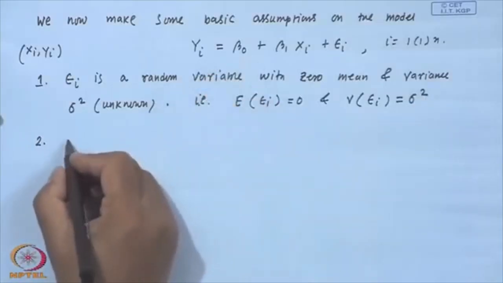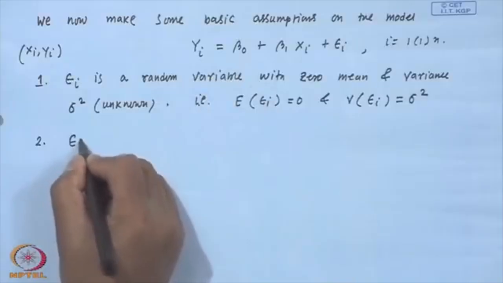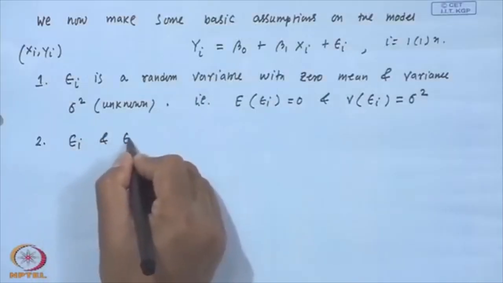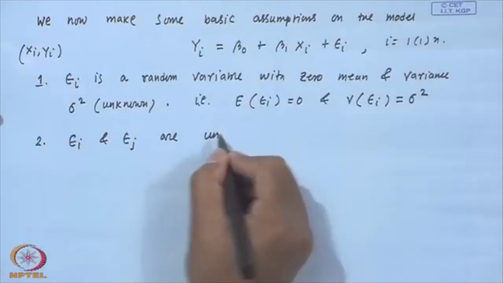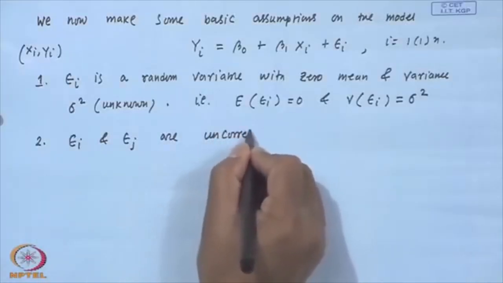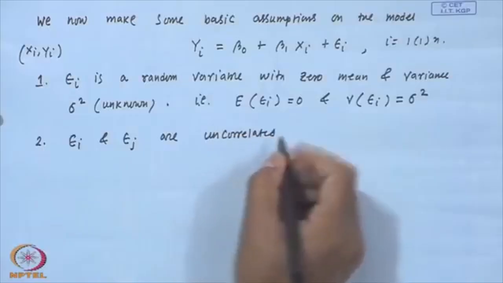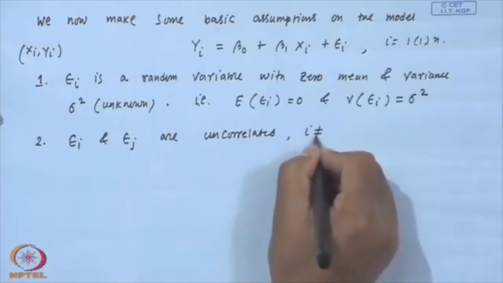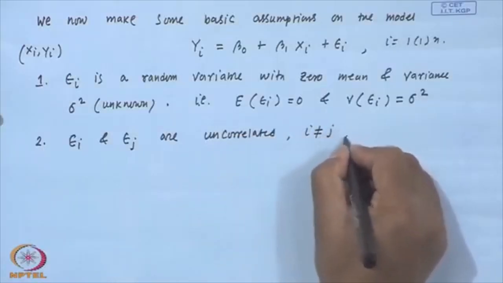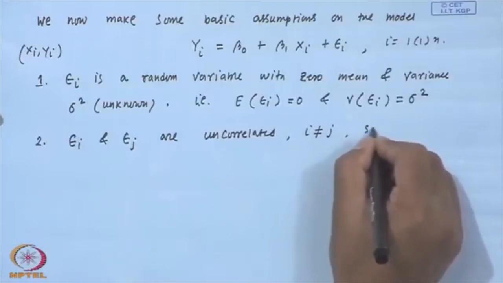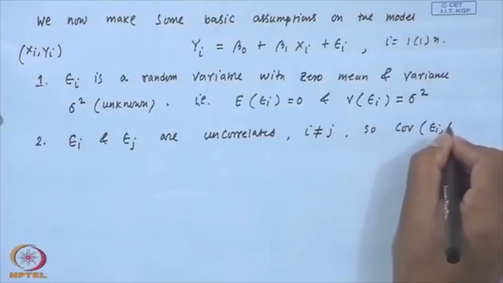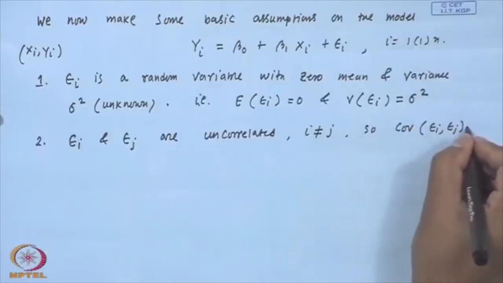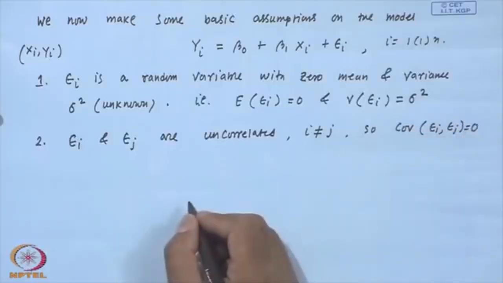The second assumption is that, this is very important part. Okay. The second one is that epsilon i and epsilon j are uncorrelated for i not equal to j. That means, the covariance between epsilon i and epsilon j is equal to 0.